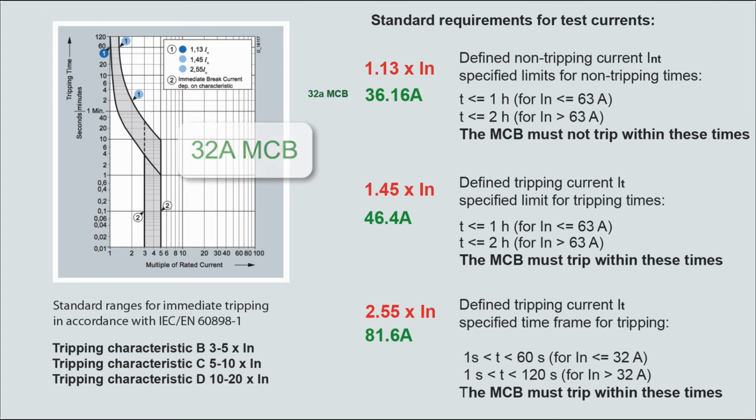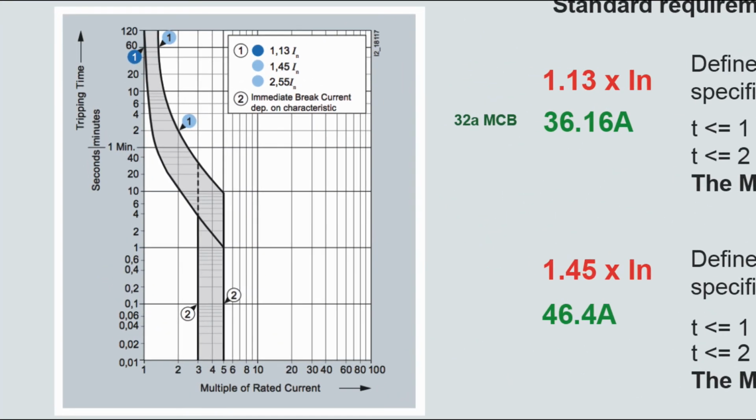This is a time curve graph for Wylex MCBs, but I believe all MCBs have to operate within these timescales. So as you can see, a 32 amp MCB can carry 36.16 amps, and it should do that for over an hour. So it doesn't trip on slight overload. When the current increases to 1.45 times 32 amps, which is 46.4 amps, it's got to trip in less than an hour. So the cable also needs to be able to take an overload for a short period of time. That's why I don't like to design everything right on the edge. I like to have a little bit of capacity in your cable design.